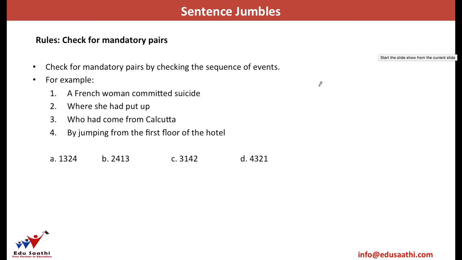Now thus we see that 1 and 4 will come together. Likewise, 4 and 2 will also come together. So the mandatory trio would be 1, 4 and 2. So the phrases 1, 4 and 2 will have to come together, come what may, which happens only in option number C. So the answer becomes option number C.